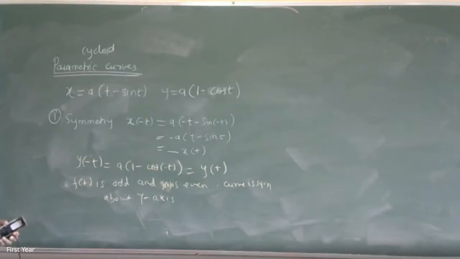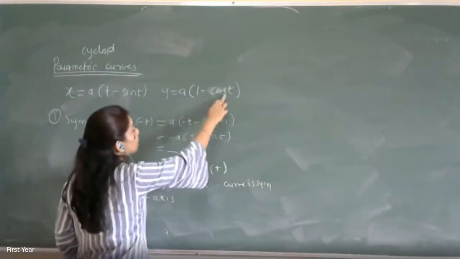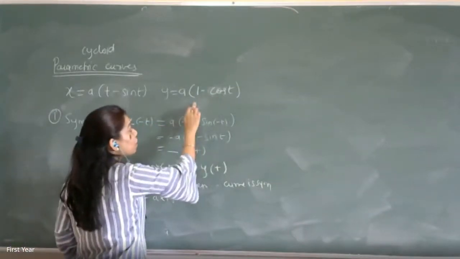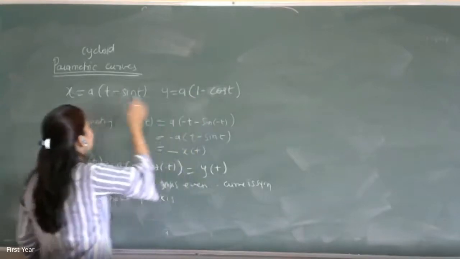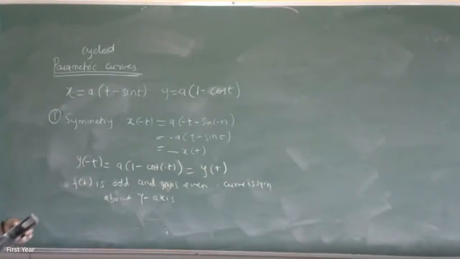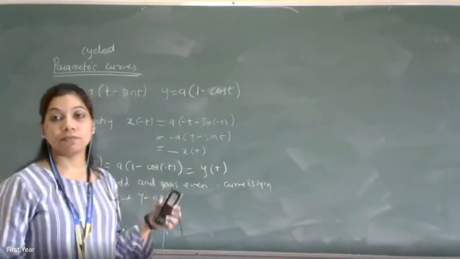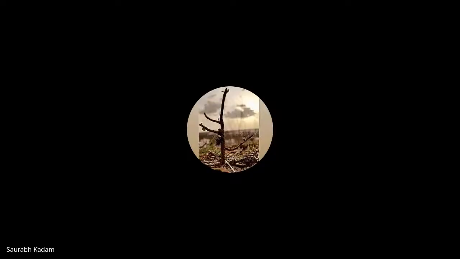Now the major data I will tell you. All cycloids will be symmetric about the y-axis because y will be a combination of cos t, either 1 minus cos or 1 plus cos. So always y will be even, g of t will be even, and x will be in terms of t and sin t, so always it will be odd. So all cycloids are symmetric about the y-axis only. Okay? Clear? Yes, ma'am.